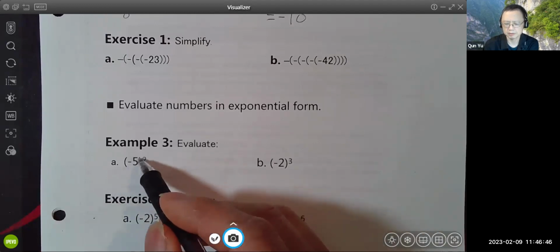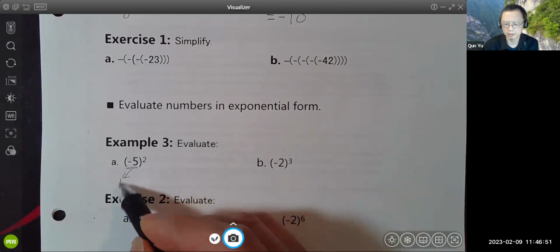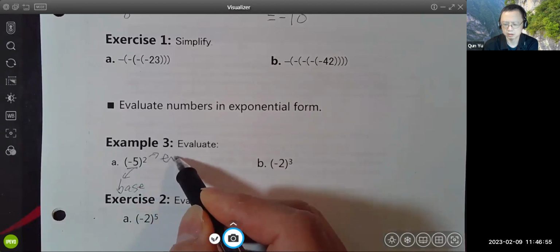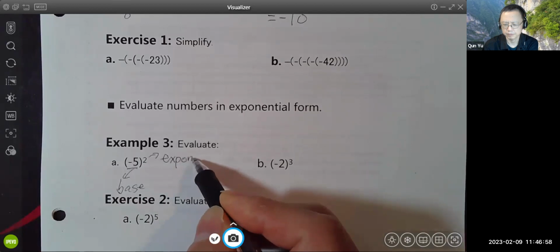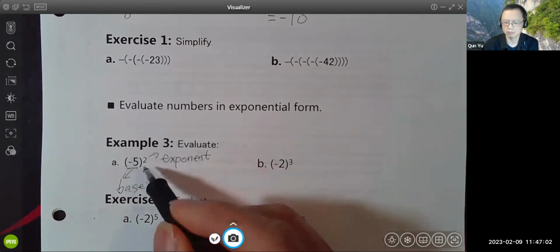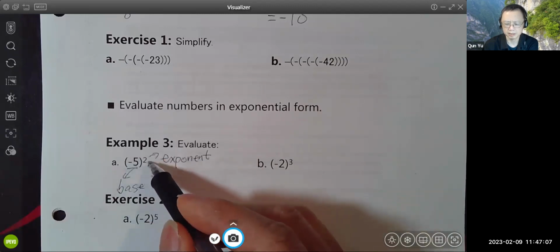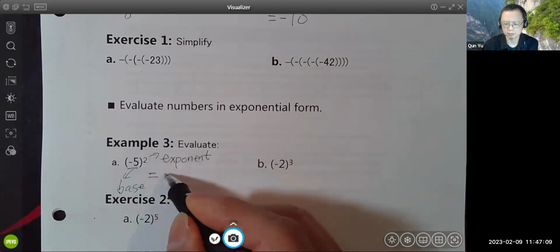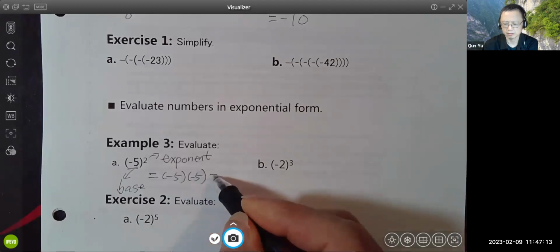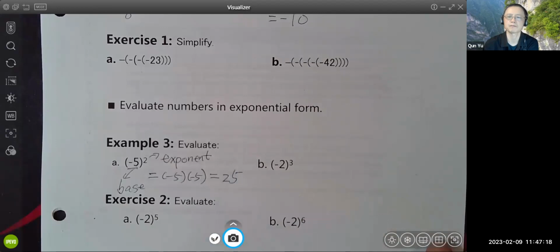The exponential operation really means you multiply this base. This 5 is called the base. And this 2 is called the exponent. So the meaning of exponential operation is that you multiply this base, whatever it is, by itself this many times. In this case, we multiply -5 by itself 2 times. So we know negative times negative is positive, right? So the answer is 25.